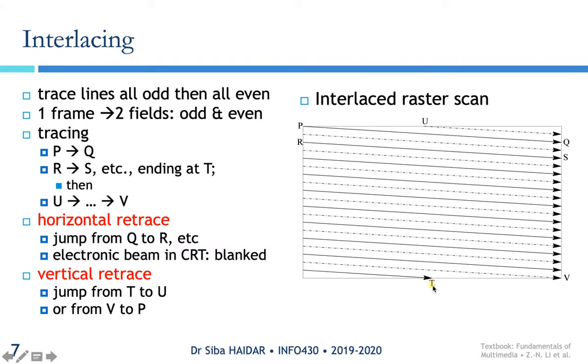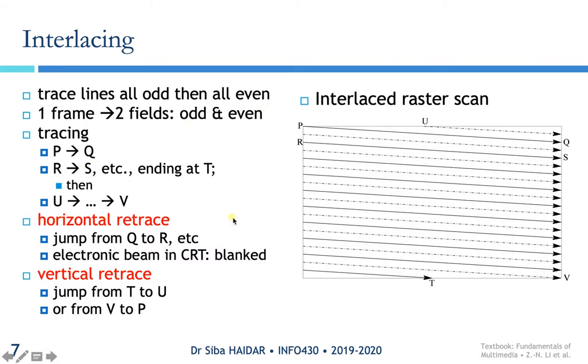And this is half of the frame, because we skipped lines, we skipped the even lines. We go back and we trace from U all the dotted lines until the point V. And this is how, by two tracings, we finish a frame. So a frame is traversed twice, and will be composed of two fields, and we call them the odd field and the even field.